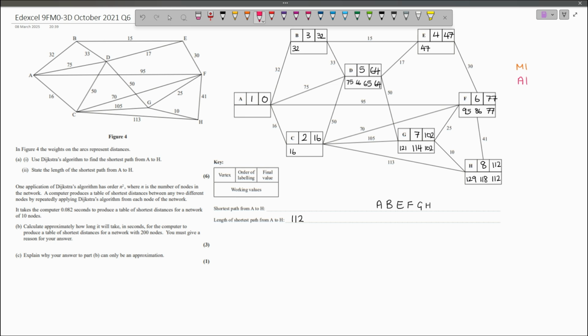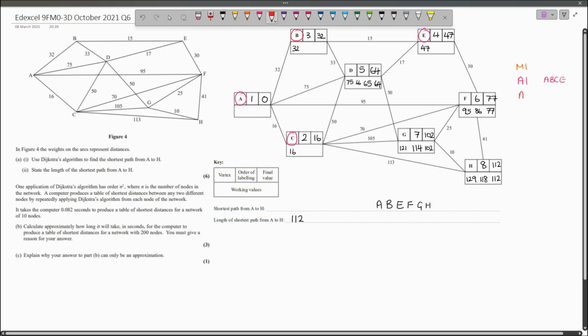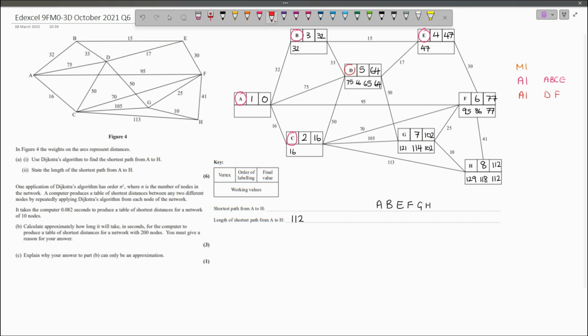An accuracy mark for getting all the values in A, B, C, and E correct. So A, B, C, and E. Then another accuracy mark for getting all the values in D and F correct. So D and F are the next accuracy mark. Then finally, an accuracy mark for getting G and H correct. And this accuracy mark is a follow-through mark, so it could have had one mistake followed through to get this mark.